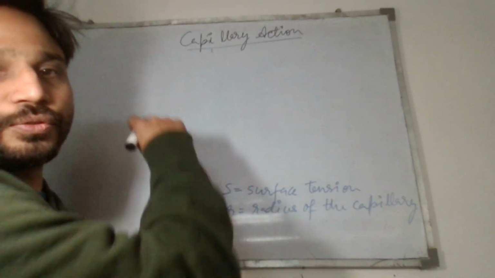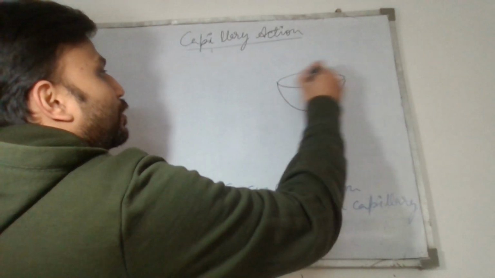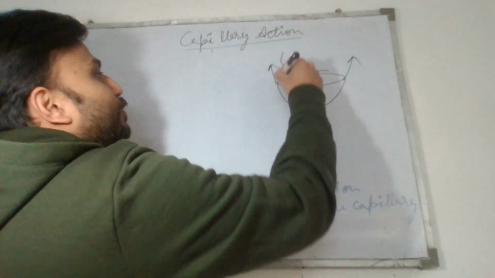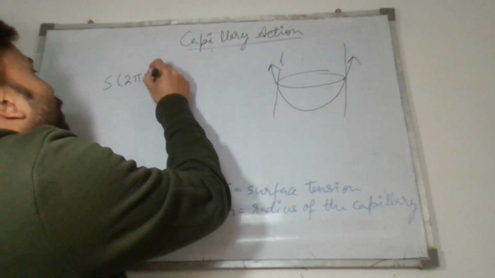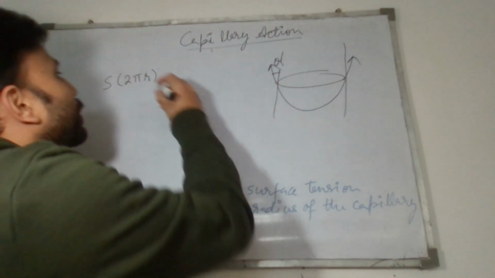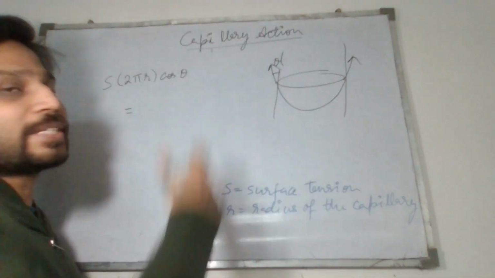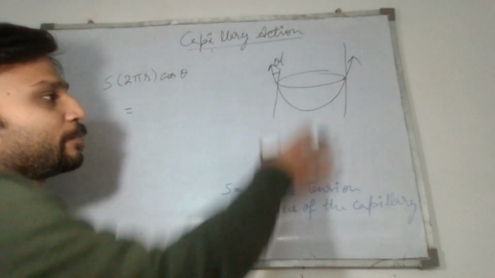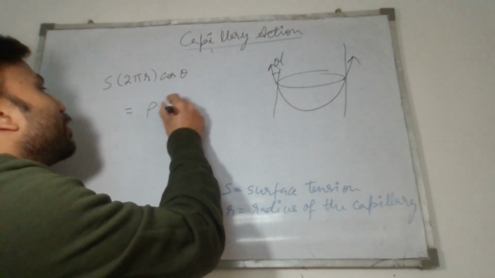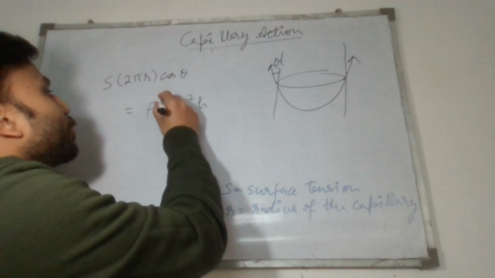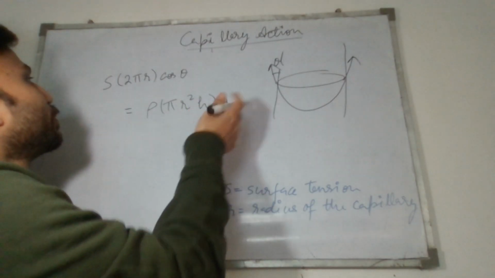So basically, the surface tension force acting on the periphery of the sub-hemispherical surface which we have drawn would be simply surface tension S into 2 pi r, and we'll have to just take the cos component of it. So S into 2 pi r cos theta. Now this force, which is acting in the vertical direction, balances the whole column of the fluid inside the capillary. So its density rho, its volume pi r square h, and its acceleration due to gravity g. So this gives us the value of height h to which it will rise.